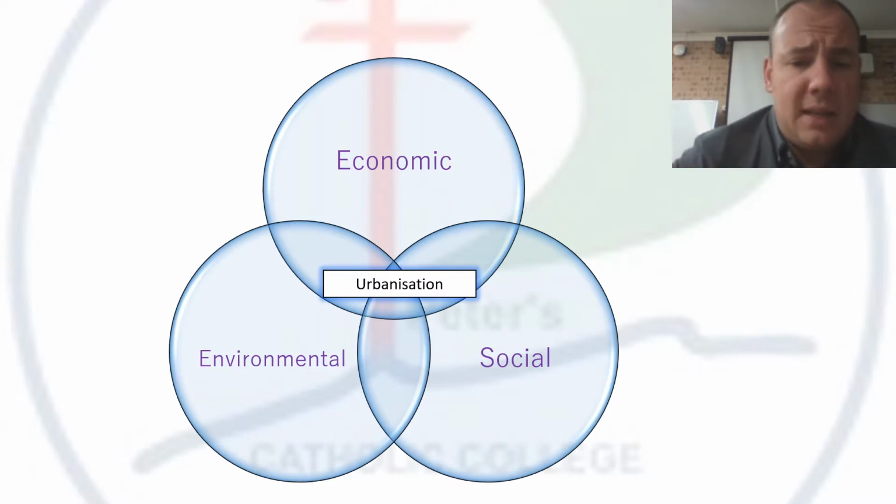We can split these consequences into three: economic, which is to do with money; social, which is to do with people; and environmental. What we must remember though is that although these consequences might seem quite bad, there are some positives. Remember, a lot of people are moving out of poverty.